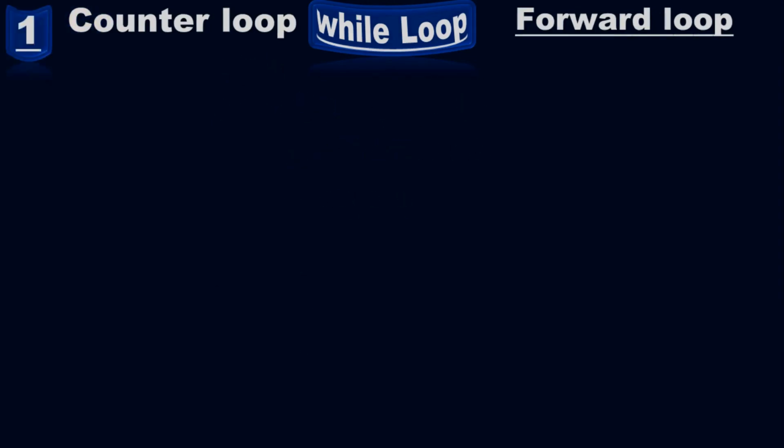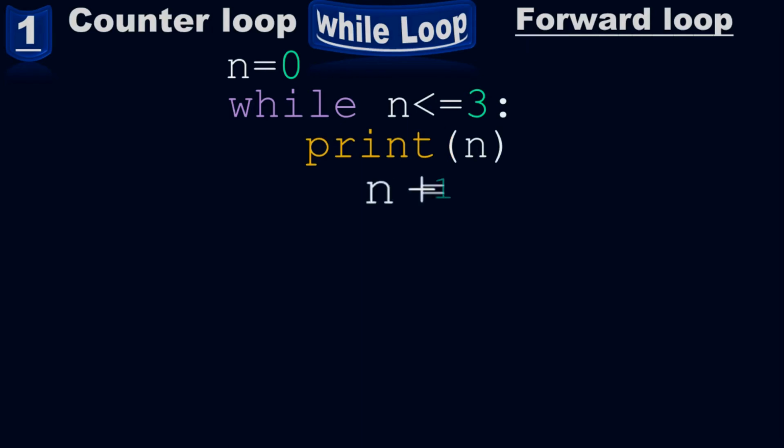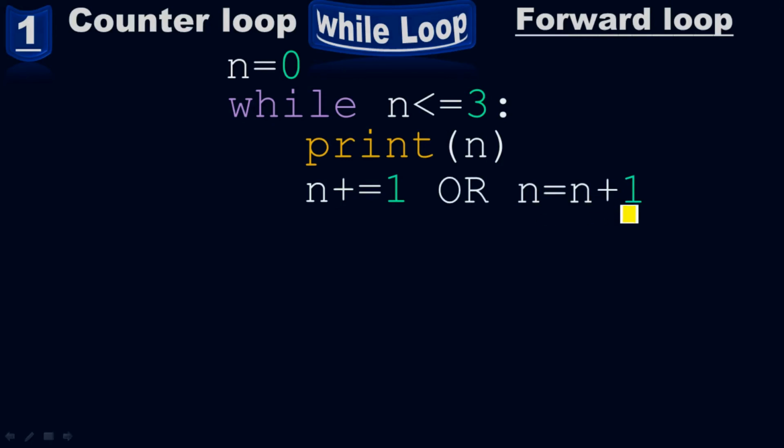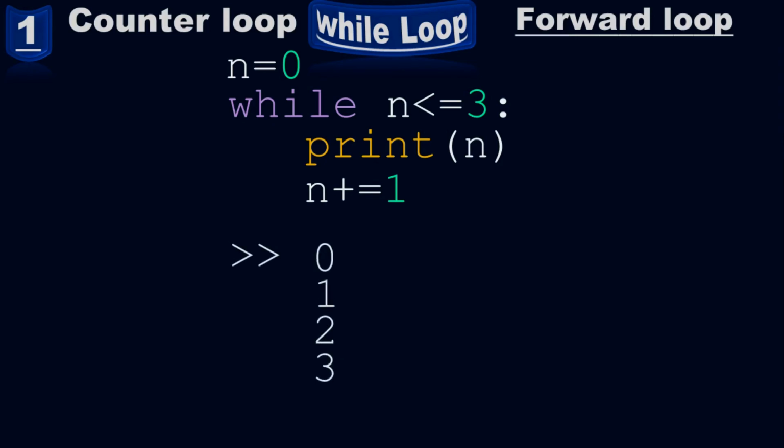Let me take again the same example, example number 1, which is n equals 0, while n is less than or equal to 3, print of n. We can also write n plus equals 1 instead of n equals n plus 1. Whether you type n equals n plus 1 or n plus equals 1, it is one thing. The formula is the same. But let me use n plus equals 1 this time. When you run it, you will get the same output, 0, 1, 2, 3. It is the forward counter formula, not backward, forward counter formula.